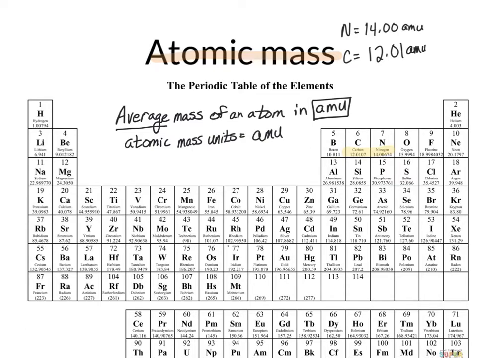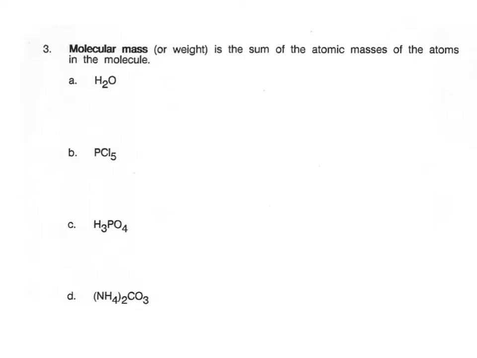Now we're going to put those together to do some of our chemical formula calculations. For this first set of calculations, we're going to be looking at something called the molecular mass. The molecular mass, also known as molecular weight, is the sum of all the atomic masses of the atoms in the molecule. So we look at what atoms are present and we add them up and we find out what is the molecular mass. And since this is the sum of the atomic masses, the units will be AMU, atomic mass units.